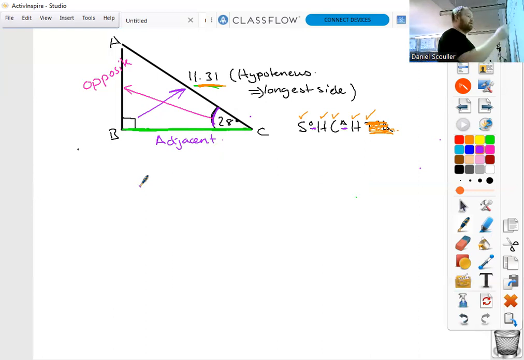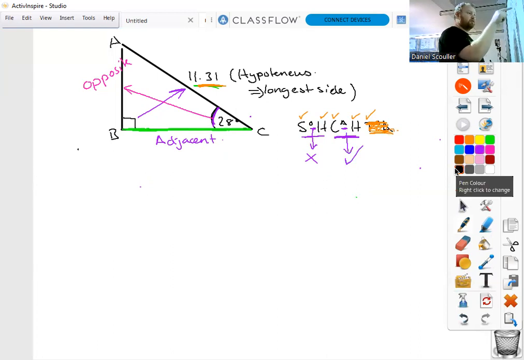So we've got enough information to find O, the opposite. Okay, but that's not what the question's asking for. We've also got enough information to find adjacent. That is what the question's asking for. So we're using the cos of the angle equals adjacent over hypotenuse.